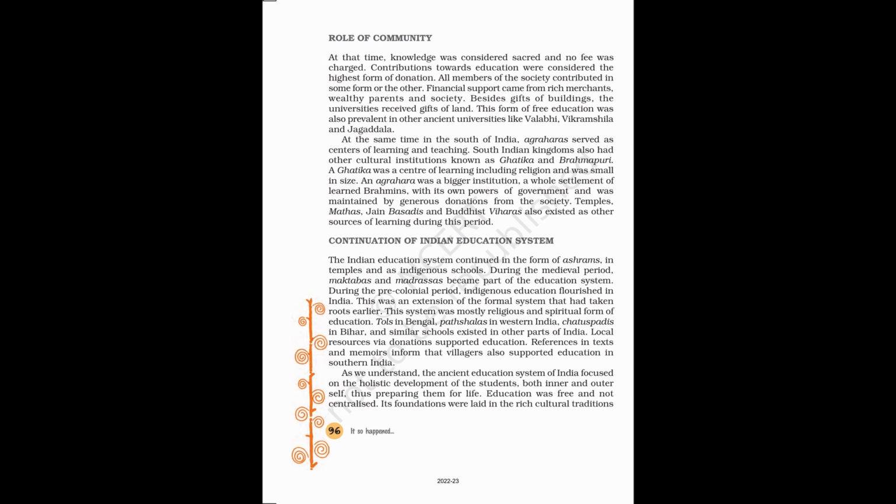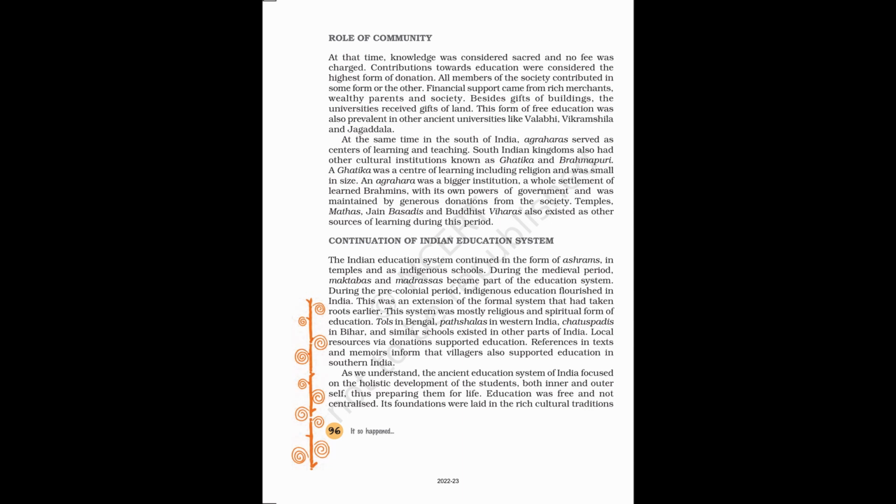At the same time in the south of India, Agraharas served as centers of learning and teaching. South Indian kingdoms also had other cultural institutions known as Ghatika and Brahmapuri. A Ghatika was a center of learning including religion and was small in size. An Agrahara was a bigger institution, a whole settlement of learned Brahmins, with its own powers of government, and was maintained by generous donations from the society. Temples, mathas, Jain bastis and Buddhist viharas also existed as other sources of learning during this period.